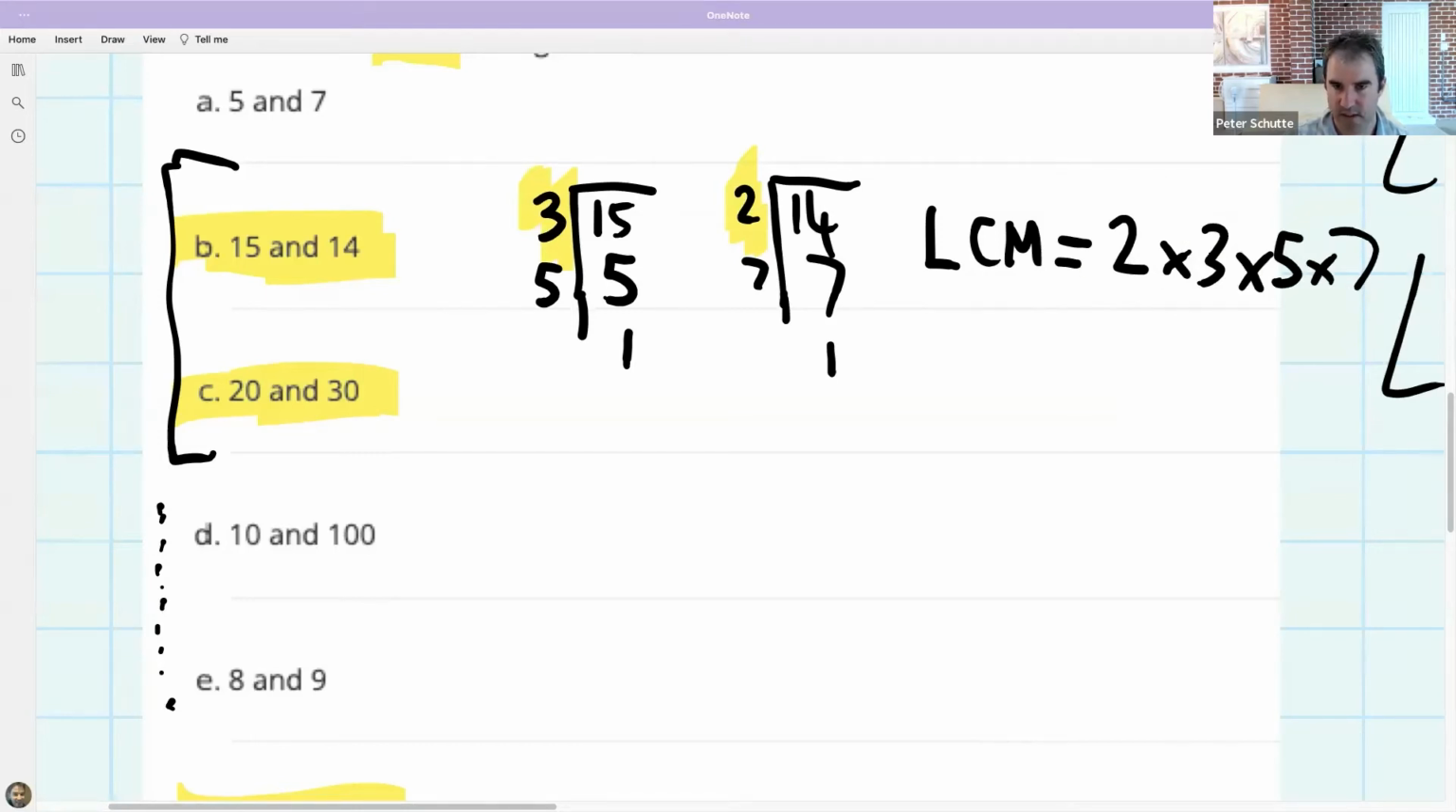Now, if we look at these factors, is a 3 ever occurring as a power of 2? Or is there ever a 3 times a 3? No. The 3 is just occurring once, so it's a power of 1 here. The 2 also just occurs once, there's no other 2s here, so it's a power of 1. Same here, same here. And so this is a little bit easier. The lowest common multiple is going to be 2 times 3 times 5 times 7. What's that going to be?